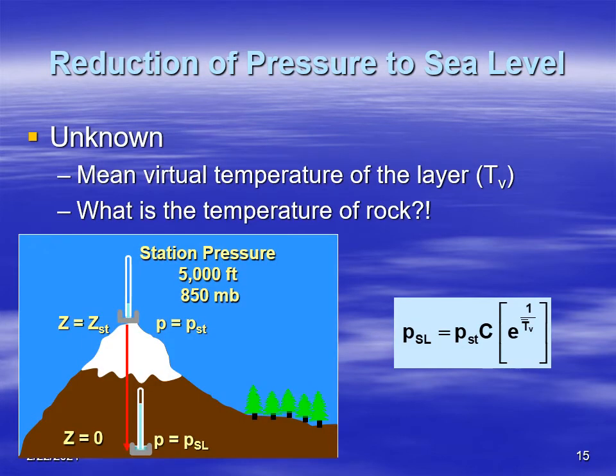This temperature, what is this temperature? It's the mean virtual temperature from the station down to sea level. But we're talking about rock. What's the temperature of rock? Well, it's not really the temperature of rock, but the temperature of the air underneath the station if there was no rock. If there was air underneath this station, what would its average temperature be?